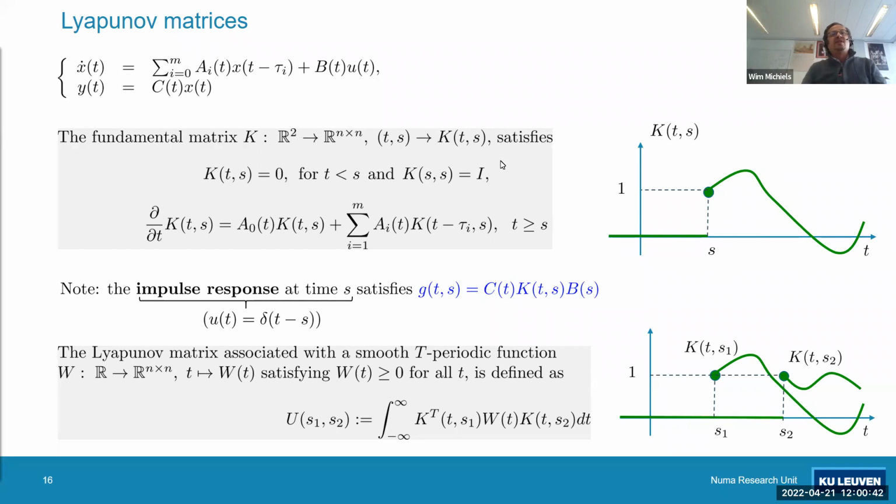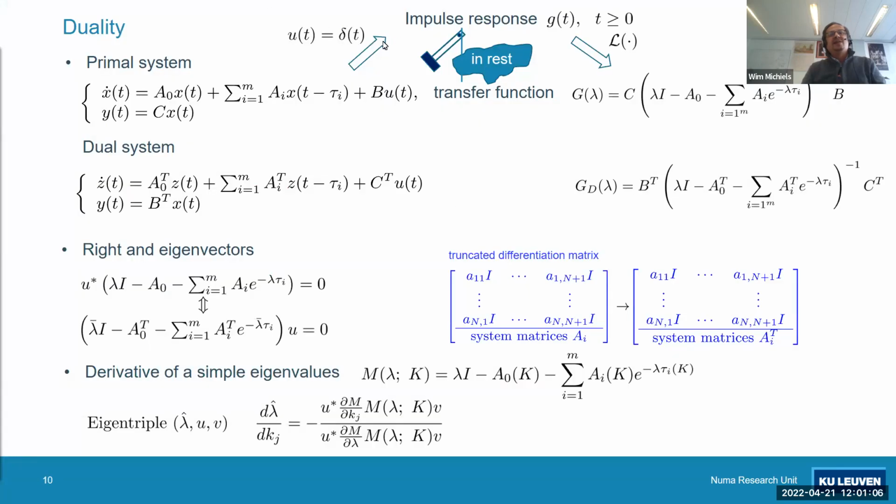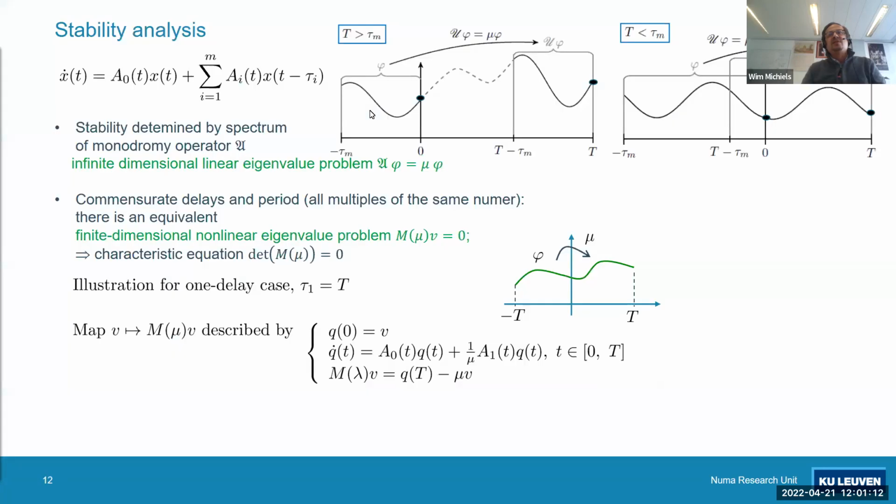But now the difference is that because of the periodicity, your K will not only depend on the time t, but also on the starting time s. So I use s for starting time, and you can evolve it. And what's the nice thing, what's the relation with the impulse response before? If you take your system and you knock it at time s, you reset the initial condition at time s to b with tail equal to 0.